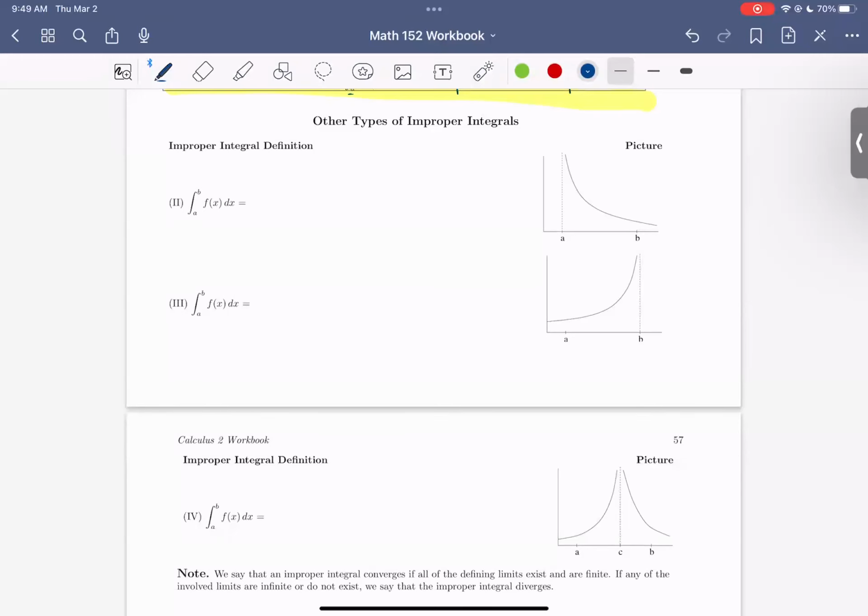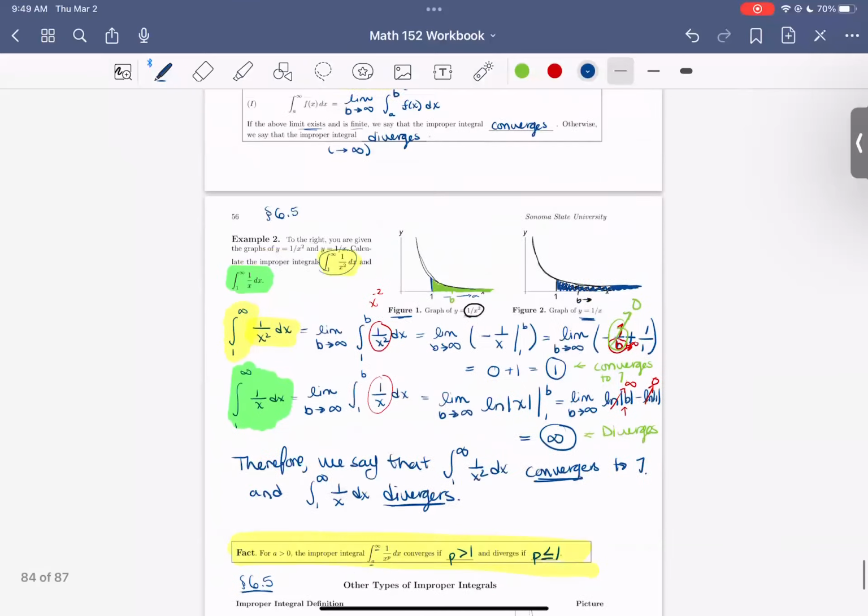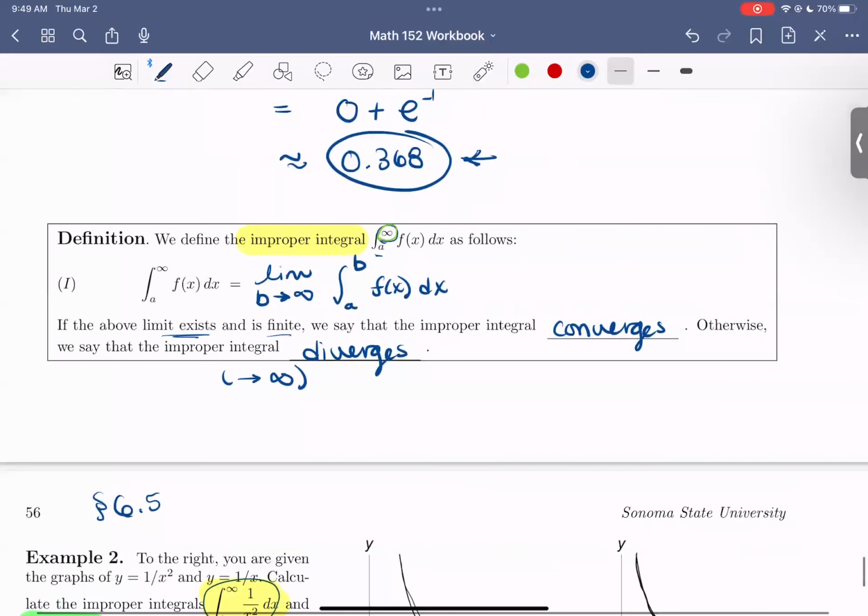Hello, everyone. In this video, we're going to continue our work in section 6.5 on improper integrals. So far in our earlier pages of this section, 2 pages back, we saw a definition of an improper integral.